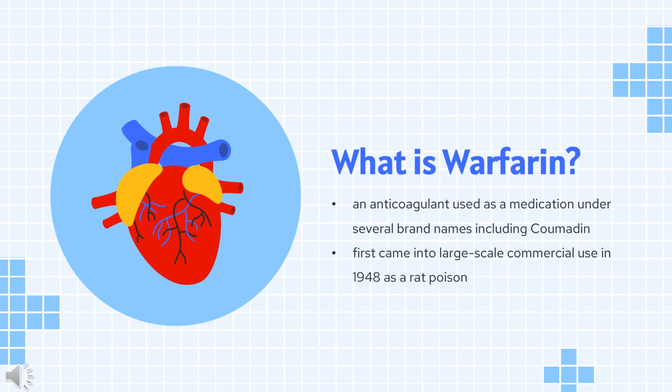Warfarin first came into large-scale commercial use in 1948 as a rat poison. It was formally approved as a medication to treat blood clots in humans by the U.S. Food and Drug Administration in 1954. Warfarin is available as a generic medication and under many trade names. In 2020, it was the 58th most commonly prescribed medication in the United States with more than 11 million prescriptions.